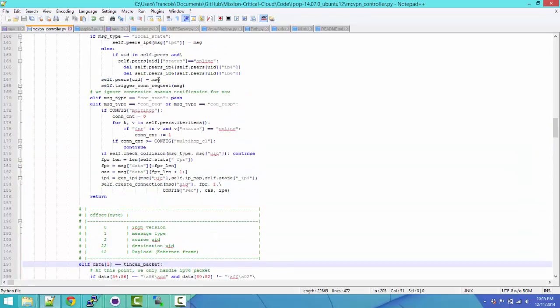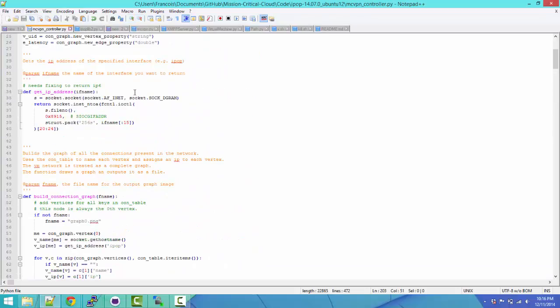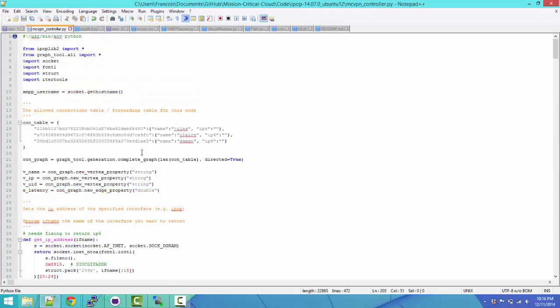Unfortunately, the code for MCVPN is very dense, and it's an extension of the SVPN code that's included within IPOP. And one of the other shortcomings of the project is that its demonstration capabilities are more limited.